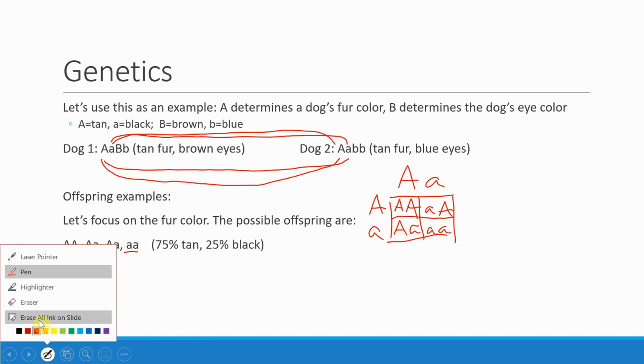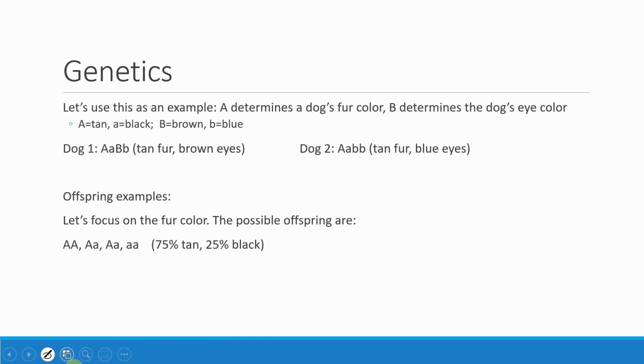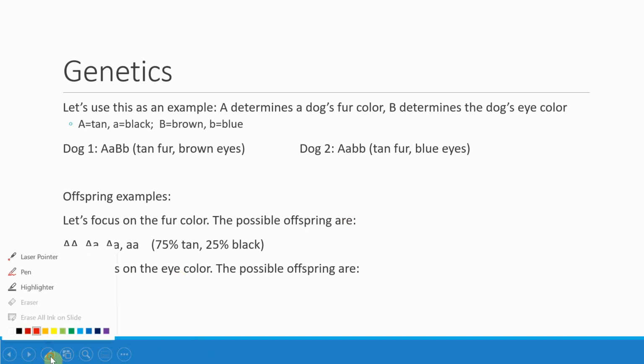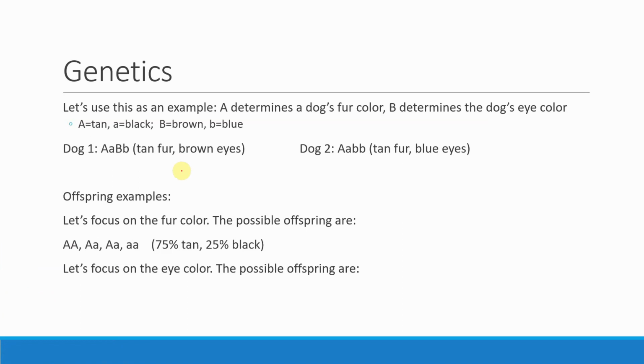Now, let's erase that real quick and move on to eye color, where we'll do the same thing. So this time, before I start writing all of the different combos, let's figure it out ourselves. So let's do both methods, looking at B. So we'll start with the first B in dog 1, and just draw a combo to each that we could have.